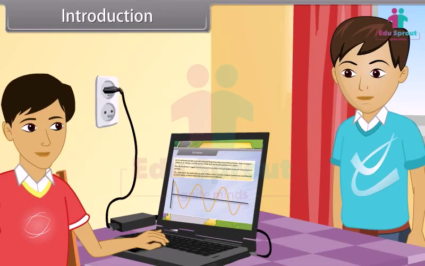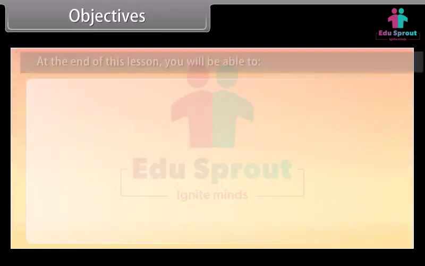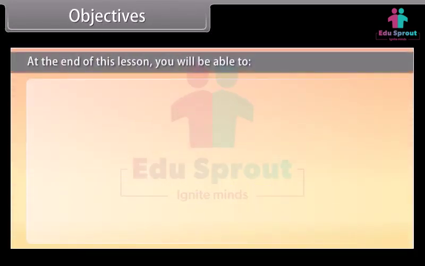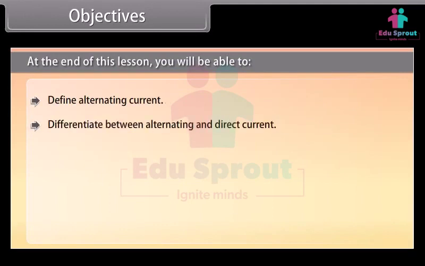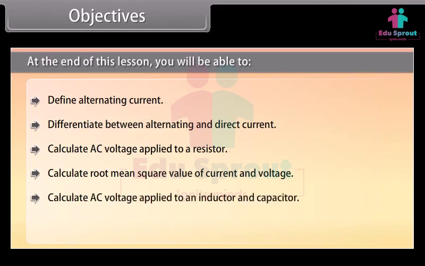Children, today we will study alternating current. Objectives. At the end of this lesson, you will be able to define alternating current, differentiate between alternating and direct current, calculate AC voltage applied to a resistor, calculate root mean square value of current and voltage, calculate AC voltage applied to an inductor and capacitor, and define inductive reactance and capacitive reactance.